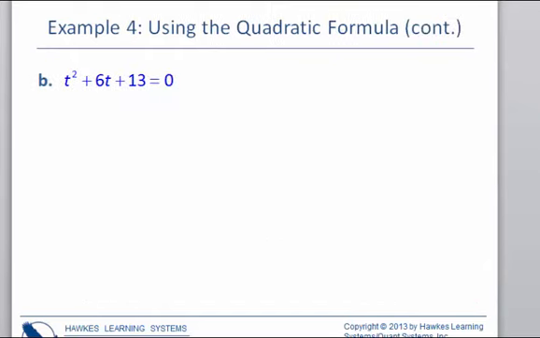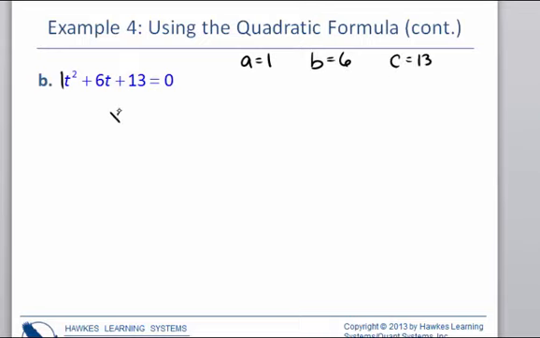All right, let's try another one. So this one is set up correctly. t squared plus 6t plus 13. So in this one, the a value is 1. That sits in front of the t squared. The b value is 6, and the c value is 13.